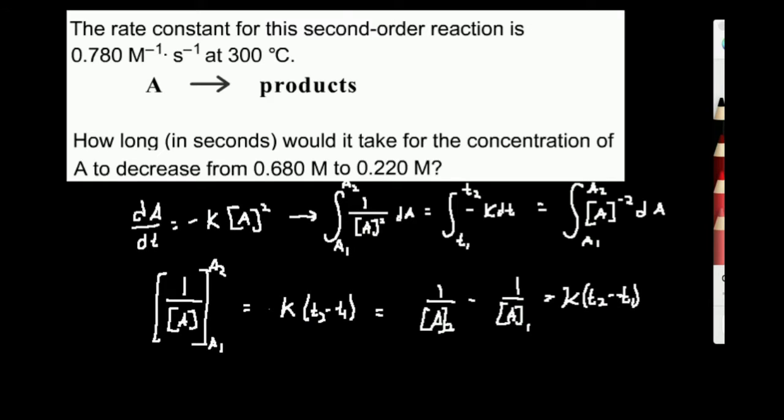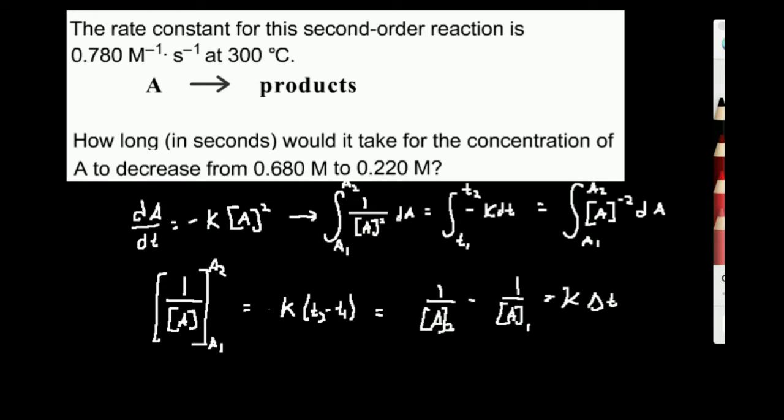All right. So how long in seconds would it take for the concentration of A to decrease from 0.68 molar to 0.22 molar? Well, one of the simplifying assumptions I'm going to make is that time 1 is equal to 0, which means that this whole quantity right here, I'm just looking for a difference in time. So I'm just going to say this is delta t. If time 1 is 0, I don't care what the initial time is. It's going to be the same time vector to get from t1 to t2. What is my concentration of A2? That's my final concentration. That's 0.220 molar. So this is going to be 1 over 0.220 molar.